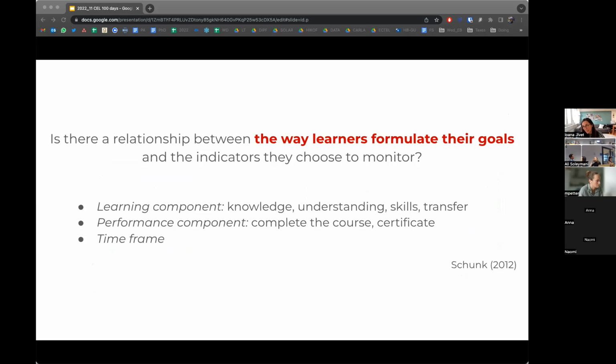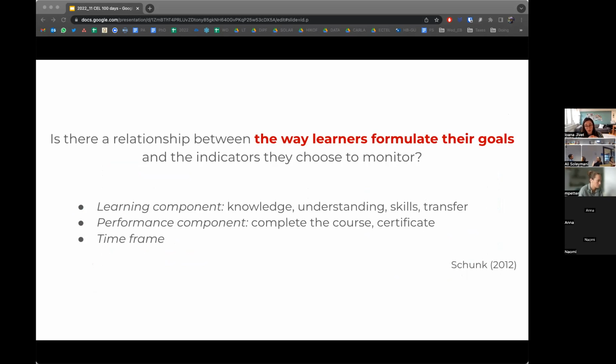Now, the next step that we took is looking at whether there is a relationship between the way that learners formulated their goals. Remember, they could add on the dashboards the goals that they had, and the indicators that they choose to monitor. And for this, we looked at the goals that students entered on the dashboard, and we coded them according to 3 aspects.